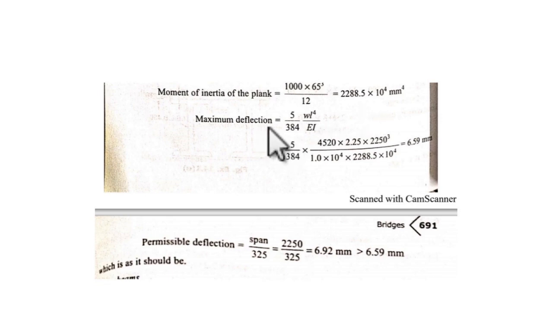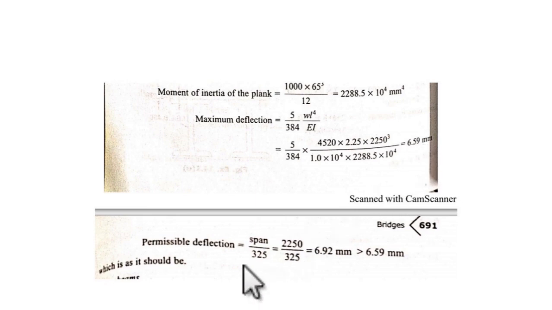Now find the maximum deflection for a simply supported UDL. The maximum deflection at the center is given by 5 by 384 WL to the power 4 by EI, where E is the modulus of elasticity and I is the moment of inertia. For timber, Young's modulus is 1 into 10 to the power 4. L you know is 2.25. From this formula you get the maximum deflection as 6.59 millimeter.